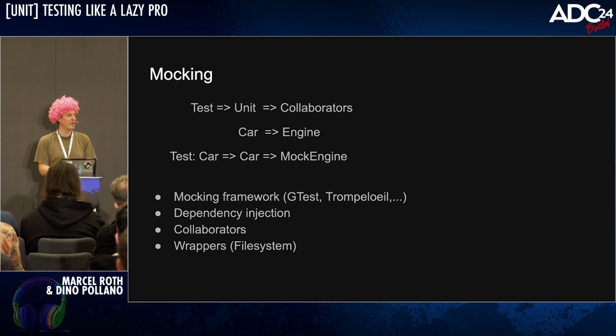Other things could be your file system. If the file system doesn't have a base class where you could then derive a mock version from it, you might need to write a wrapper around it. Those are all helpful things to go about your unit testing. But yeah, a whole other world we can't get into for today.